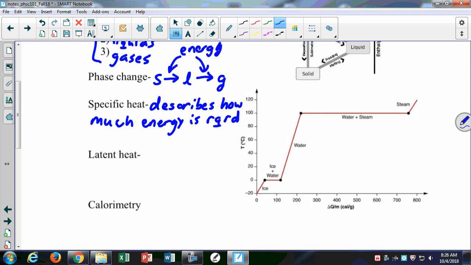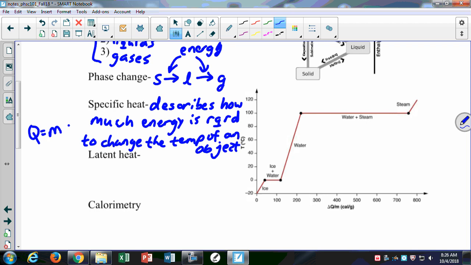But specific heat describes how much energy is required to change the temperature of an object. You might remember this from your chemistry in high school. It was Q = mcΔT. This is the specific heat, that's this constant, c. Some materials just require more energy to raise their temperature.